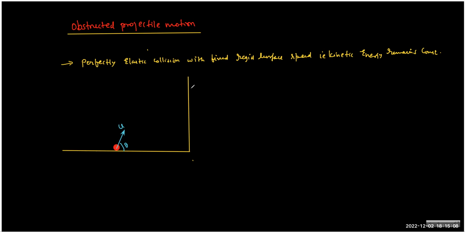So imagine the wall is vertical. We will see the vertical one only as of now. If there is no boundary, what will happen? This would have gone like this. Correct? Now, because of the wall, what will happen? It will make some impact here, right?